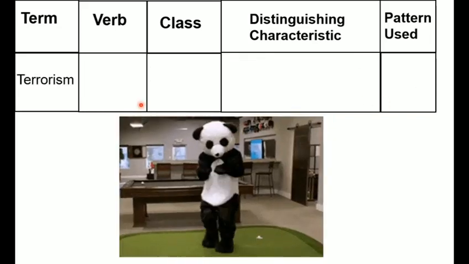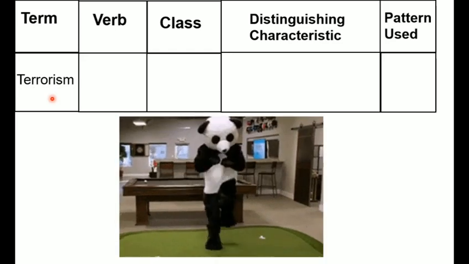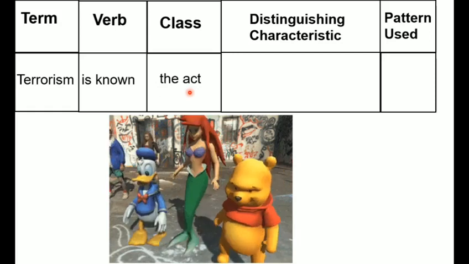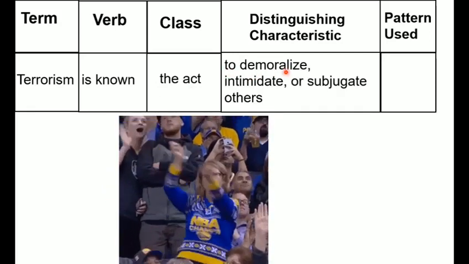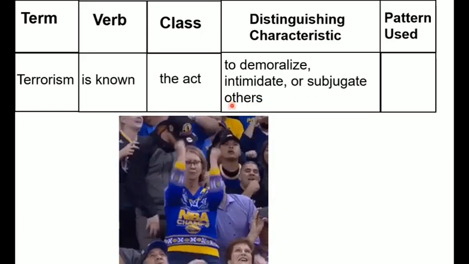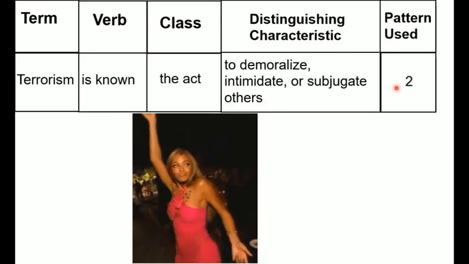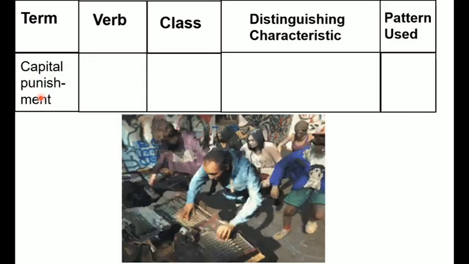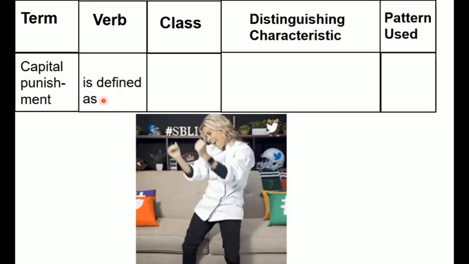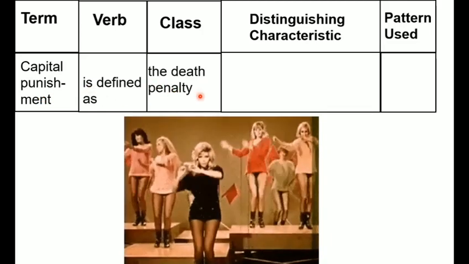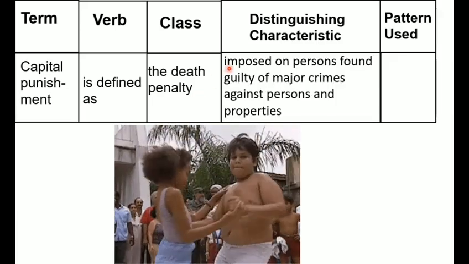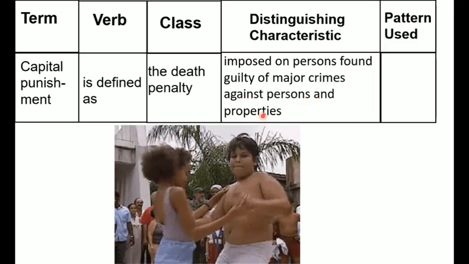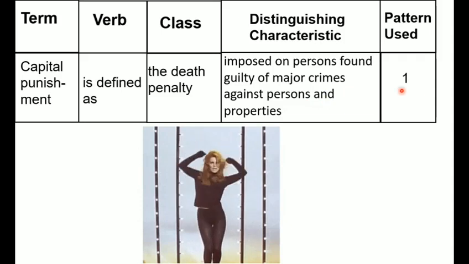Okay. Another term, terrorism. Verb is known as. Class, the act. Distinguishing characteristic, to demoralize, intimidate, or subjugate others. And the pattern used here is pattern number 2. Next, capital punishment. Verb is defined as. Class, the death penalty. Distinguishing characteristic, imposed on persons found guilty of major crimes against persons and properties. Pattern used, pattern number 1.